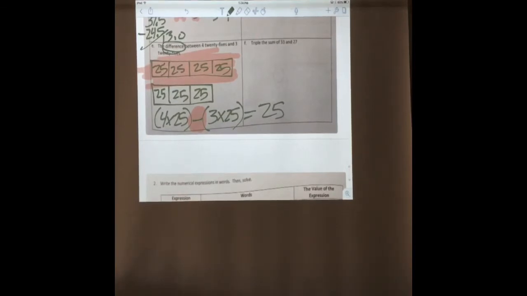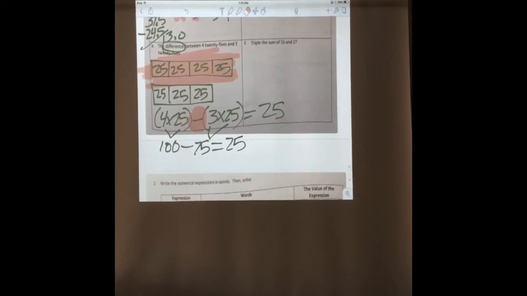25. Is that correct? Does that make sense? Because 4 25s, if I said, what's 4 quarters? You'd say it's $1, otherwise known as 100, right? And what's 3 quarters? 75 cents. You'd say 75. And if we subtract 75 from $1, it's going to leave us at 25. Does that make sense? Does everybody see that? Okay.